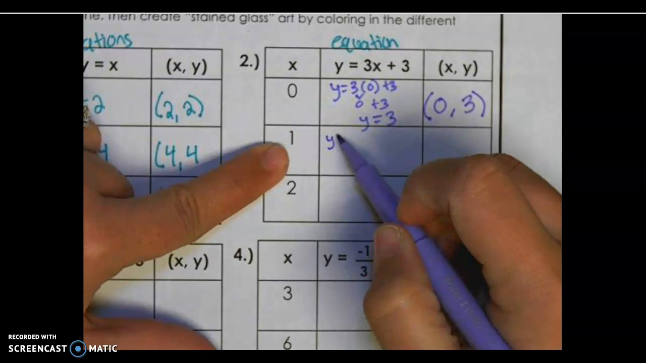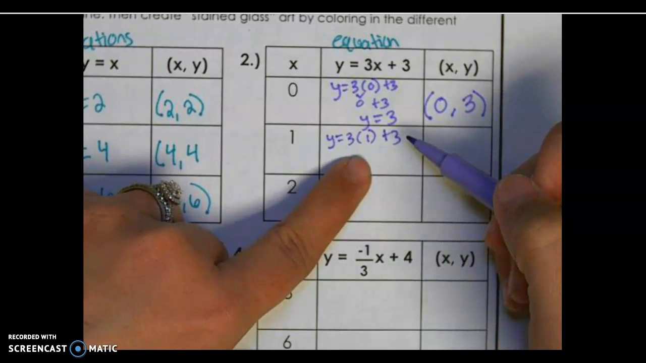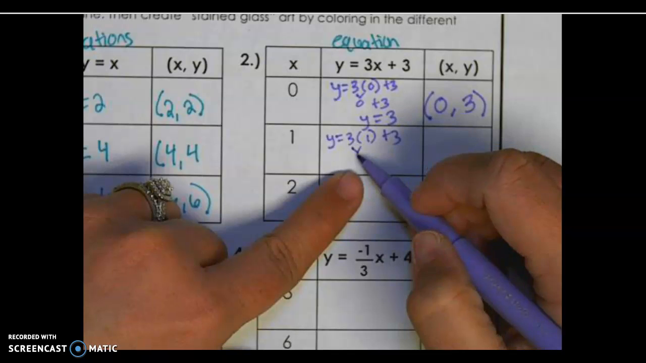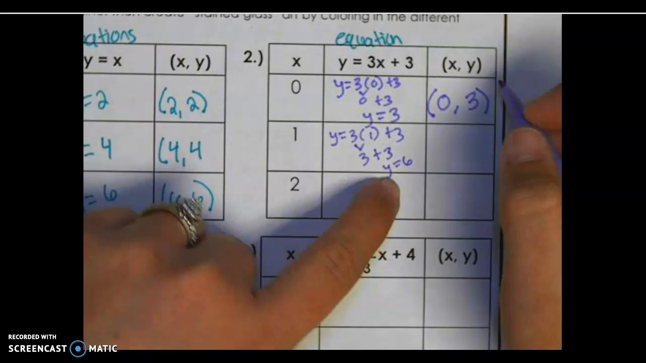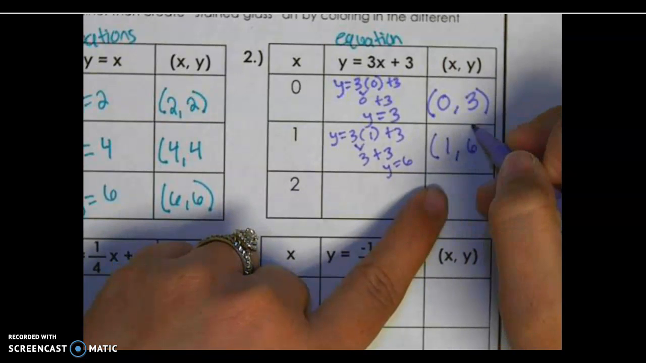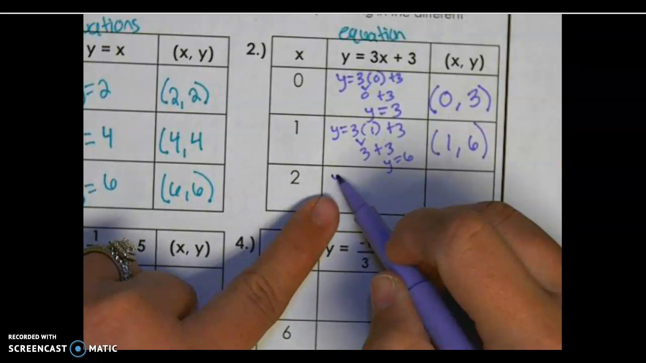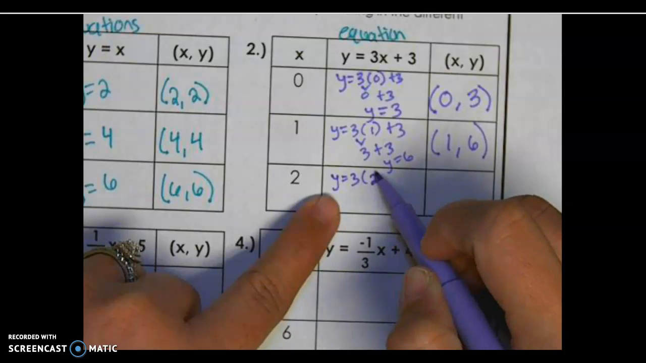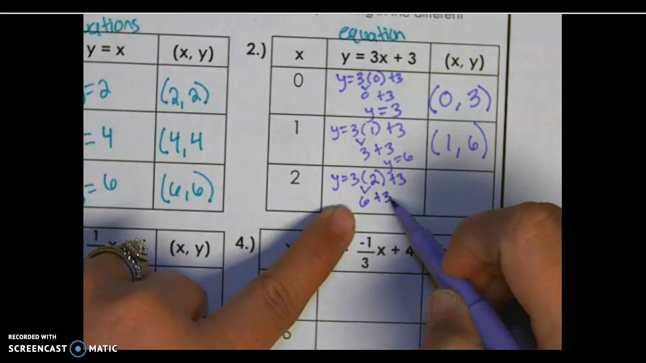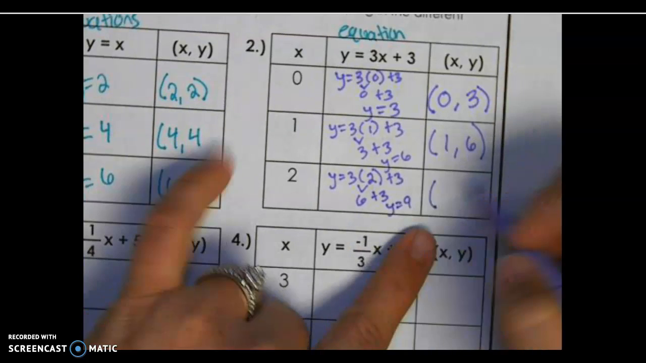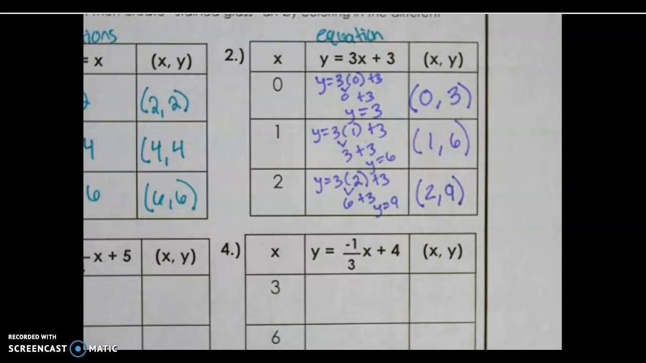Then if I plugged in 1 for x, remember when they're next to each other it means multiplication, not addition. 3 times 1 will give me 3, plus my y-intercept of 3 will give me 6. So I have 1, 6. Then if I plug in 2 for my x, y equals 3 times 2 plus 3. 3 times 2 is 6. Plus 3 is 9. So now I have 2, 9. Let's go graph it.